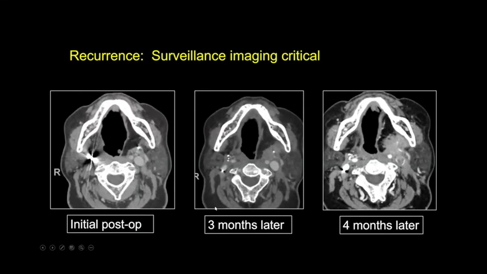Surveillance imaging in these patients is critical. At the first or even second scan, there may be some areas that just look a little irregular, but you don't see a discrete mass. And this patient is one such patient. Initially, I was worried about this area here, but this is easily assessed by the referring physician.